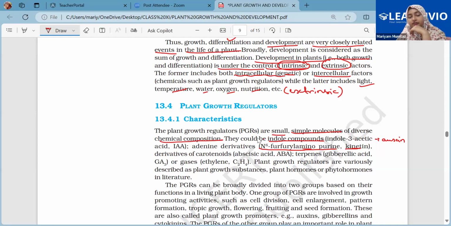Then there are derivatives of carotenoid, which is a pigment. Then there is abscisic acid or ABA. The derivatives of terpenes, that is gibberellic acid, and the derivatives of gases such as ethylene. So here the sources of these hormones are very important to remember, because many times they are asked in the question, like what are the sources of the hormones, like what kind of biomolecule has the hormone been derived from. So that is very important to remember.